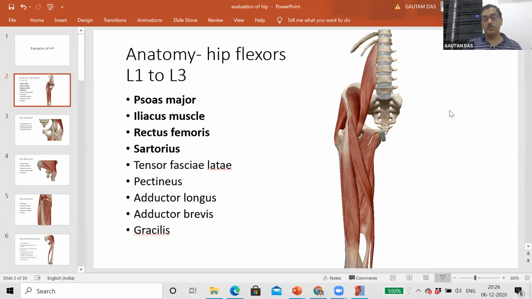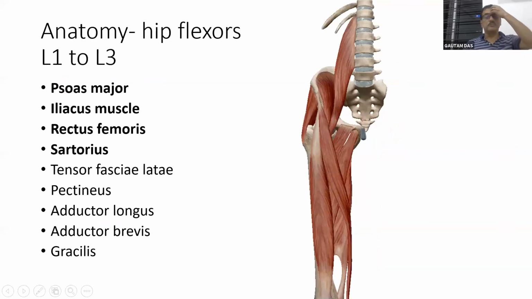Okay, so first we are talking about the hip flexors. The hip flexors, very strong is your iliopsoas muscle. Apart from that, the rectus femoris and sartorius are also very important hip flexors.